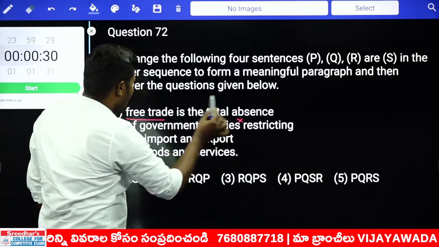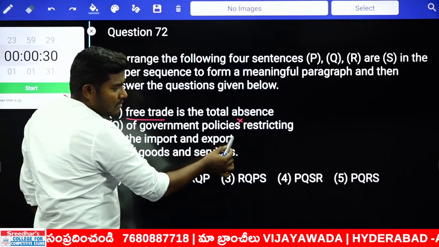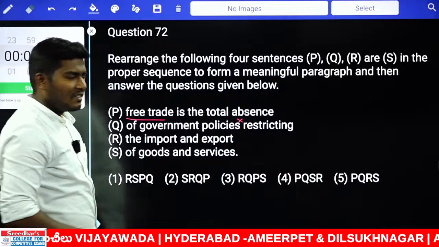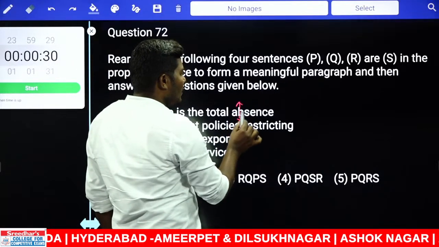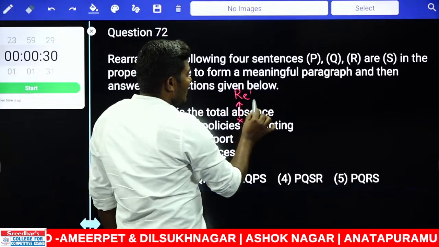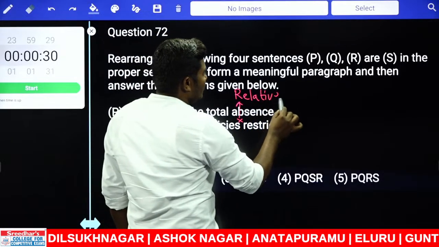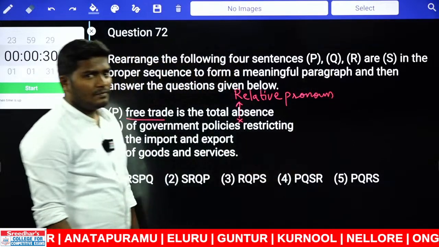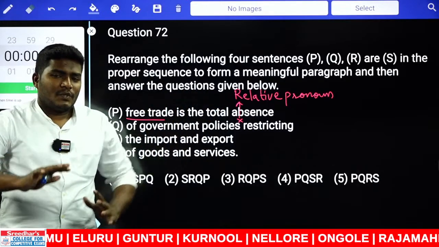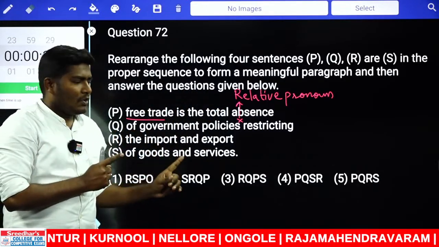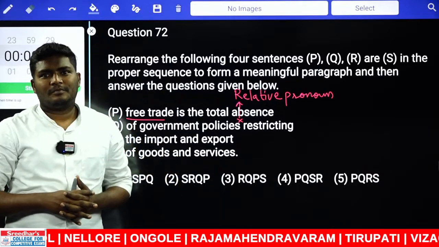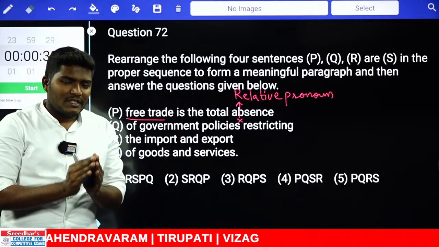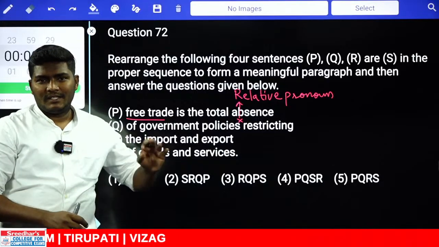Free trade is a total absence of government policies. Do you feel like something is missing? Yes, there is something missing. Let me tell you what is missing. The missing word is a relative pronoun. But let me tell you this point, my dear students. Even if there is no relative pronoun, the sentence is still acceptable. Whether there is a relative pronoun or not, the sentence is correct in terms of grammar also.